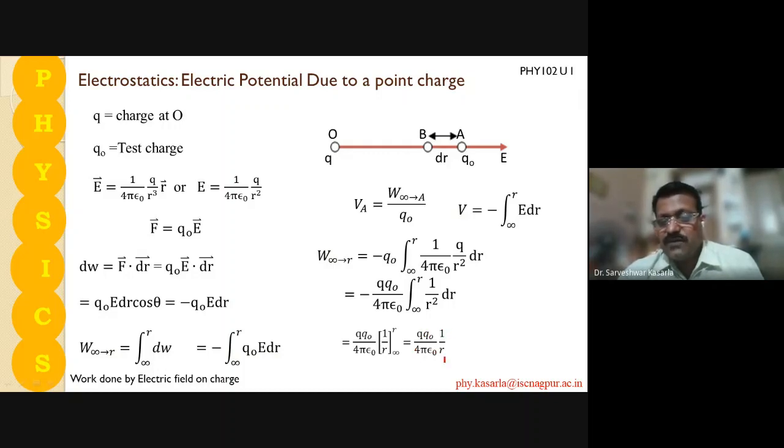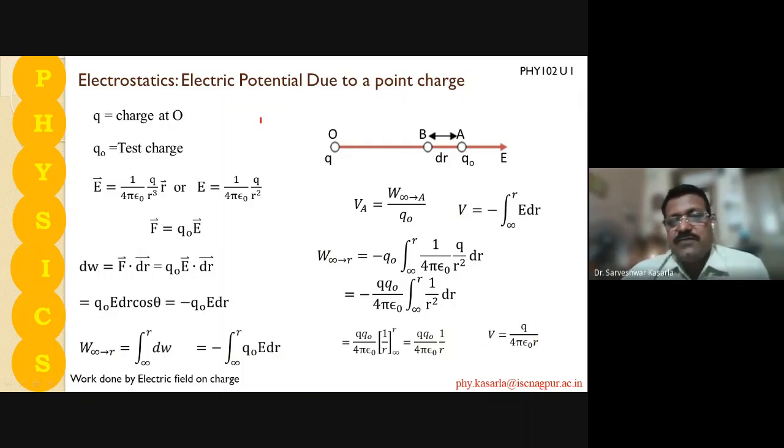So this is the work done by the test charge q0. But for the potential, one should have q0 equal to 1. So therefore the expression will be only q upon 4 pi epsilon 0 r, like this. So the final expression will be like this. So this is the expression for potential.